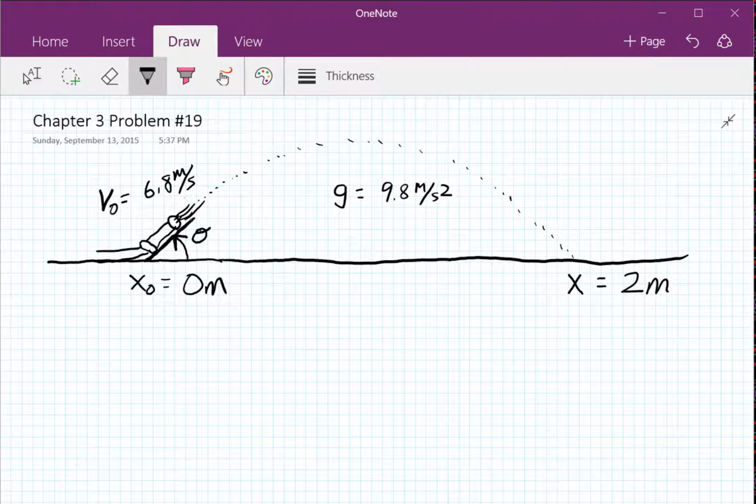So what I would do in this case is say down is positive and to the right is positive. That means g is positive and this initial velocity is negative because of that upward velocity. And the position here is positive.